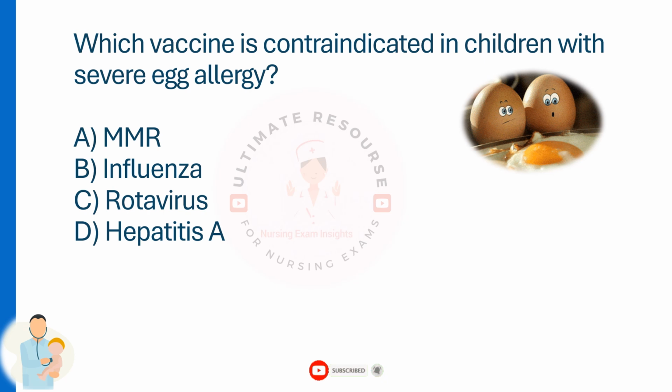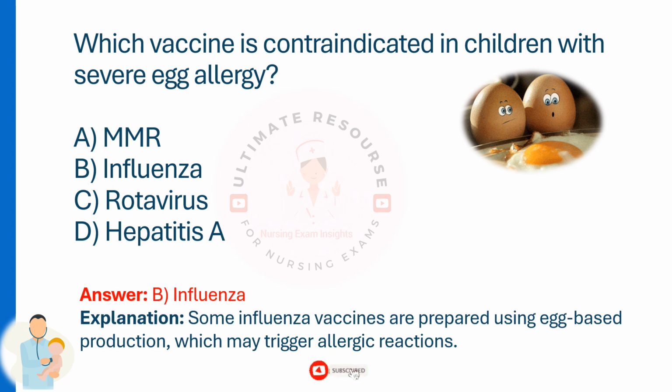Which vaccine is contraindicated in children with severe egg allergy? Options are A. MMR, B. Influenza, C. Rotavirus, D. Hepatitis A. The answer is B. Influenza. Some influenza vaccines are prepared using egg-based production, which may trigger allergic reactions.